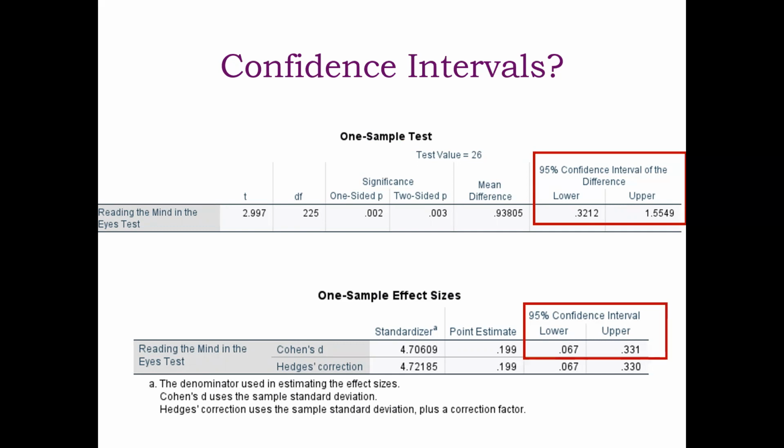SPSS also gives us confidence intervals around the effect size. So we could say that the effect in the population, the difference between the means, may vary from 0.07 to 0.33, right? Not very big, but it is there.